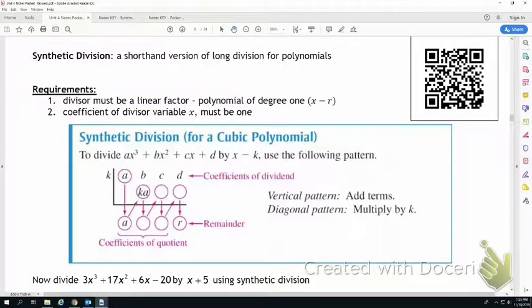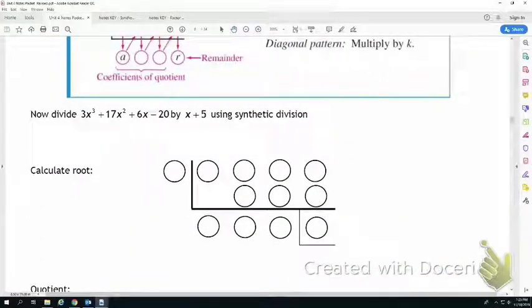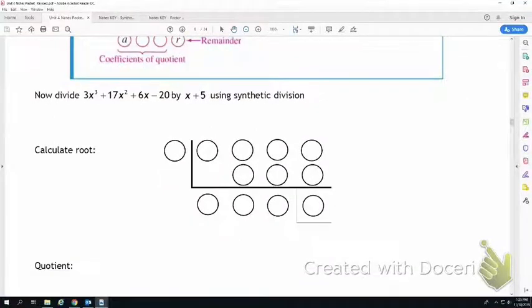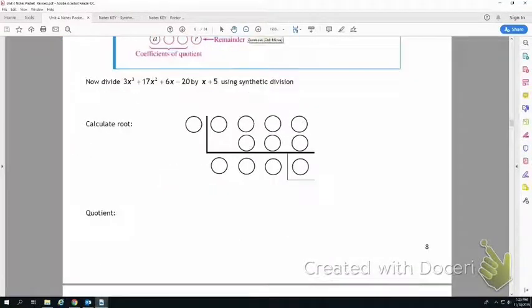So, let's actually walk through an example so you can see it. So this is the exact same problem we just did in the warm-up. So again, the first thing I'm going to do is I'm going to take the coefficients of all of the terms in the dividend, and I'm going to write them right there.